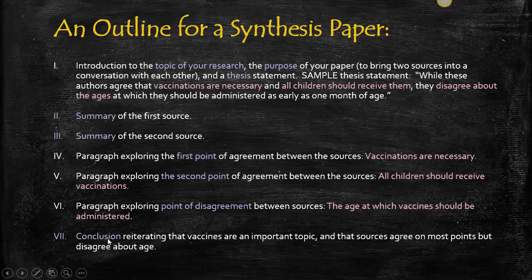And then you always want to end your paper with a conclusion. You never leave your paper hanging with a point. You always want to wrap things up. And so end your paper with a concluding paragraph that ties all of this together again, reiterating the topic itself. Vaccines are an important topic, that your sources agree on most points, but there is some issue of disagreement as well. So this would be an outline. Remember that there should always be a summary at the beginning, but that the bulk of the paper should be a synthesis of those sources.